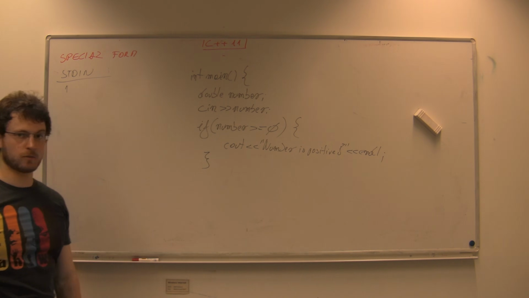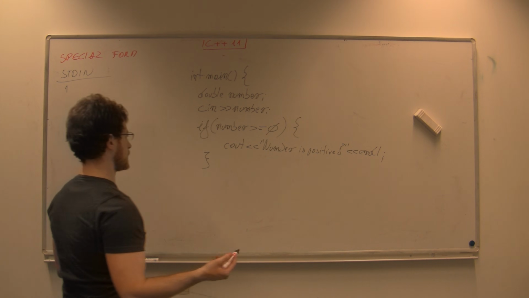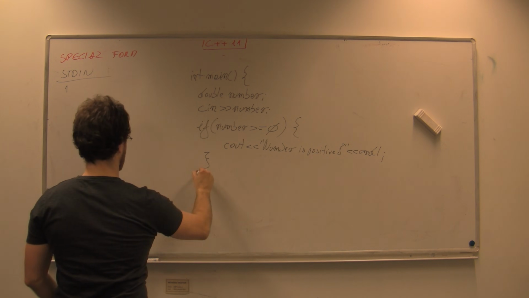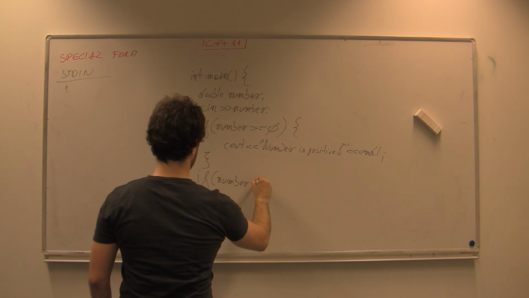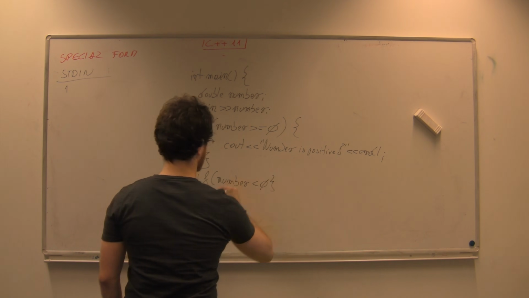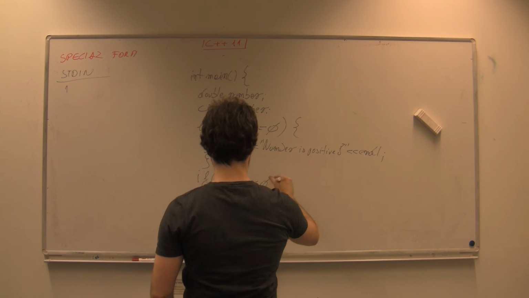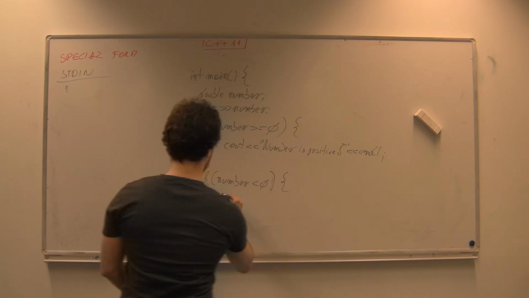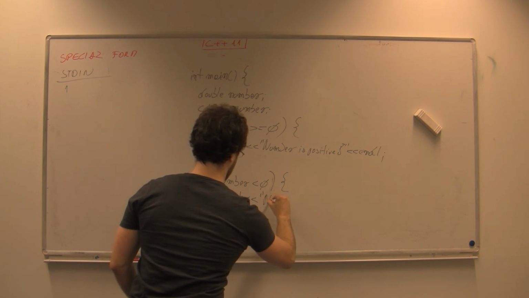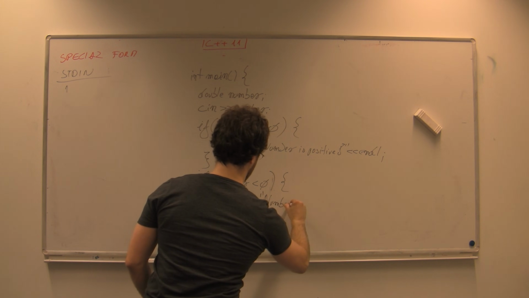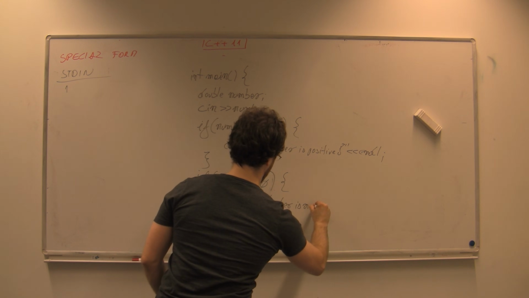However, the number can also be negative. In this case, we would have to write another conditional execution. So if the number is negative, we print out the message: number is negative.